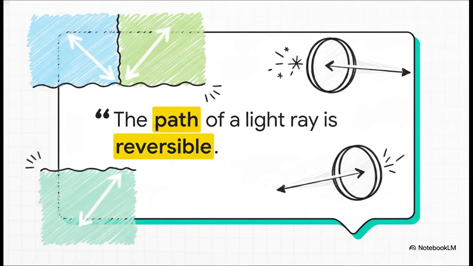Building right on top of that math, we have the principle of reversibility. I love this one because it's so elegant. It basically says that the path of a light ray is completely reversible. If light goes from medium 1 to medium 2, it can flawlessly retrace its exact path backwards from medium 2 back to medium 1. The math flips perfectly.